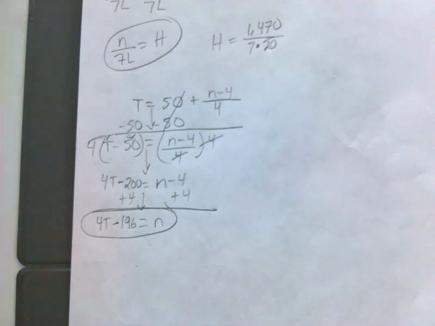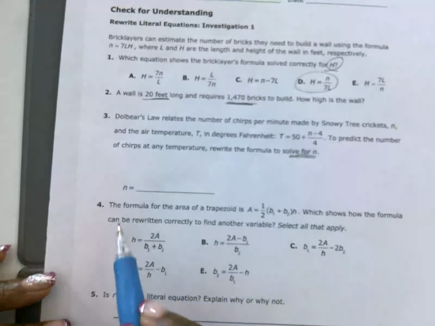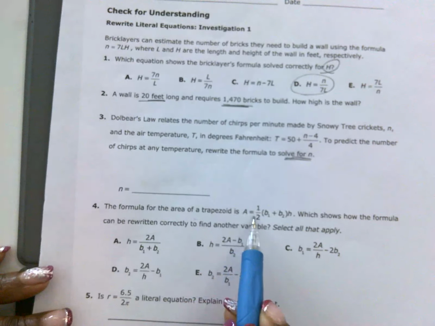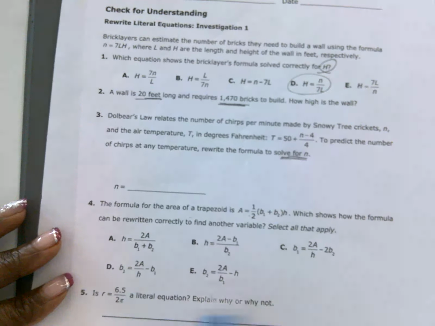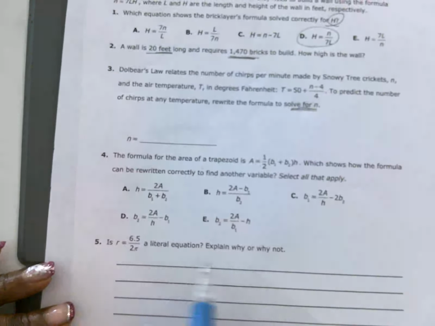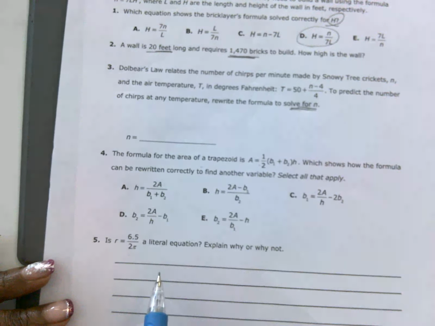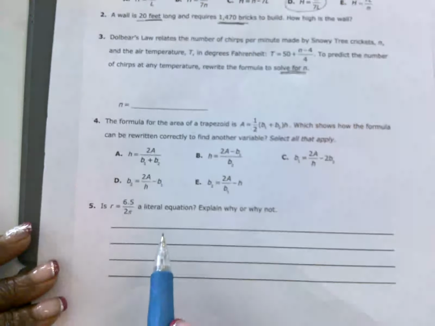All right, so now number 4, it says the formula for the area. Okay, I'm going to check this to see if you got the right answer. So I'm not going to give that to you because I want to take that. And then I want to see what we came up with here. Well, actually, let's just do this one.